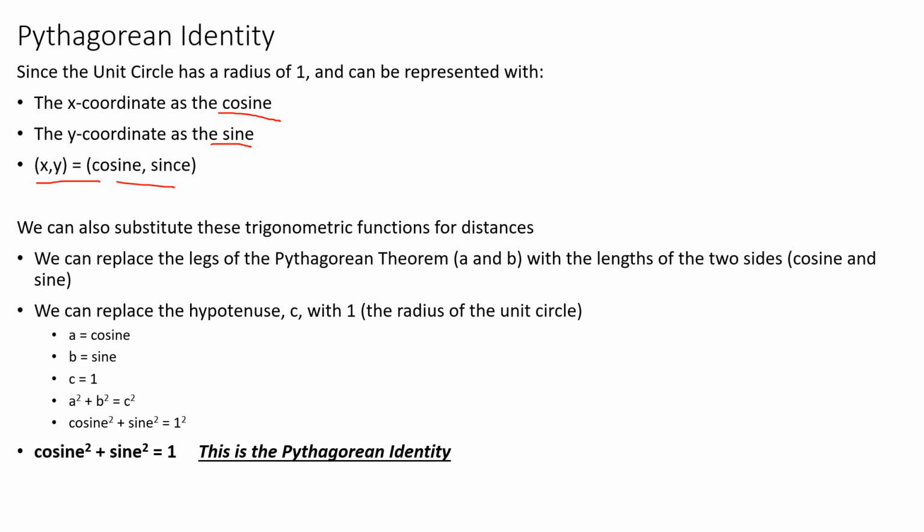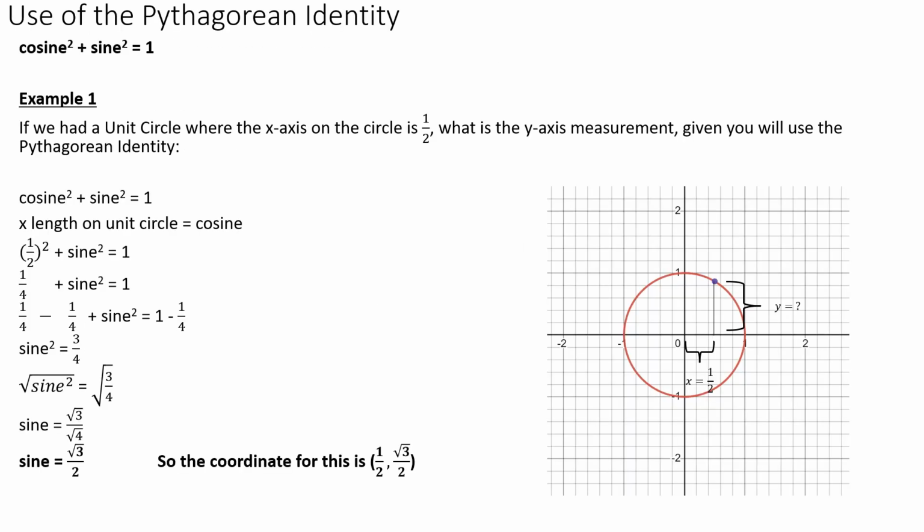It's no different than a squared plus b squared equals c squared. Since the cosine is the x-axis and the sine is the y-axis of this right triangle with a hypotenuse of 1, cosine squared plus sine squared will equal 1 squared. Now we can do a lot of interesting things with that knowledge. Remember I said cosine squared plus sine squared equals 1. That's just the Pythagorean identity.